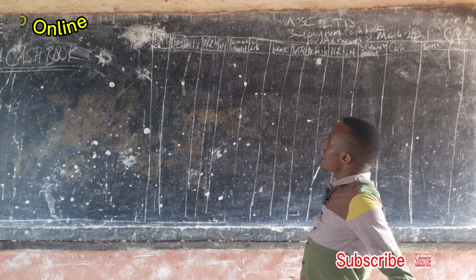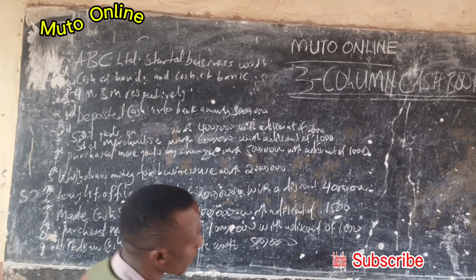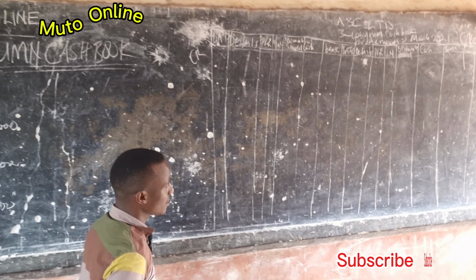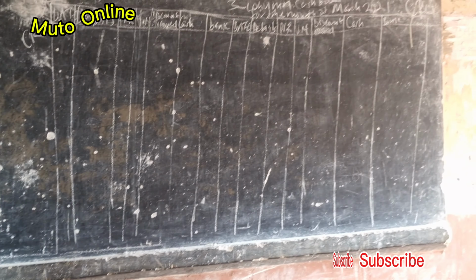So here we have first, as I said, ABC Limited started the business with cash at hand and cash at bank, 4 million and 3 million respectively. How do we go about that? Remember that these balances are going to work as our balance brought forward figures. These transactions were made in the month of March, and first we have the balance brought forward.